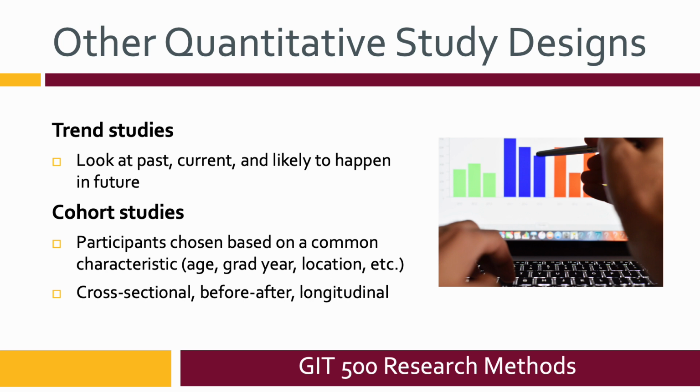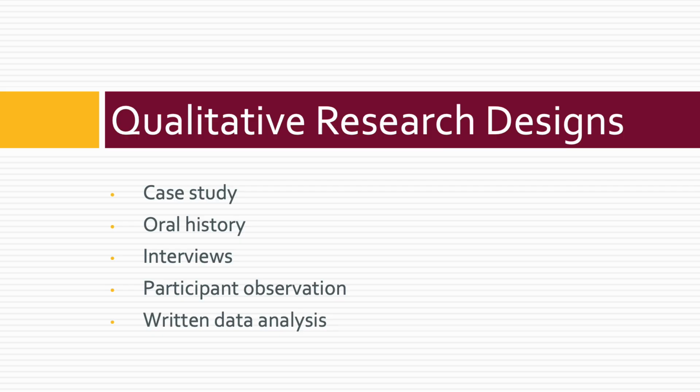And those are usually cross-sectional, where you get data once, or before and after the intervention, and then longitudinal, where you do that multiple times. All right, so qualitative research design, these are the types of qualitative designs: case studies, oral histories, interviews, participant observation, and then written data analysis.